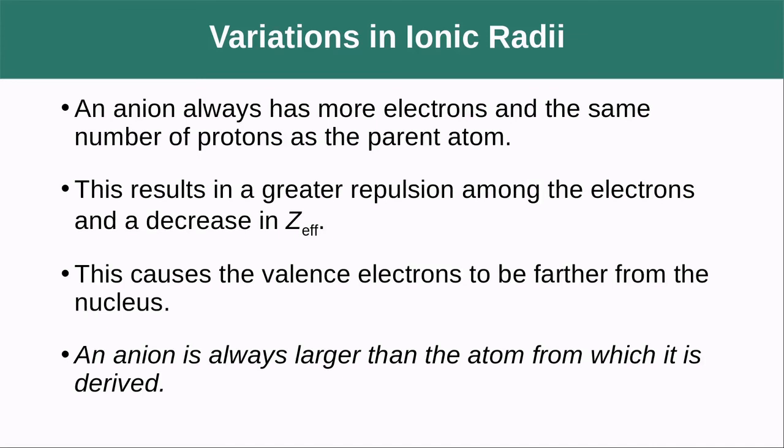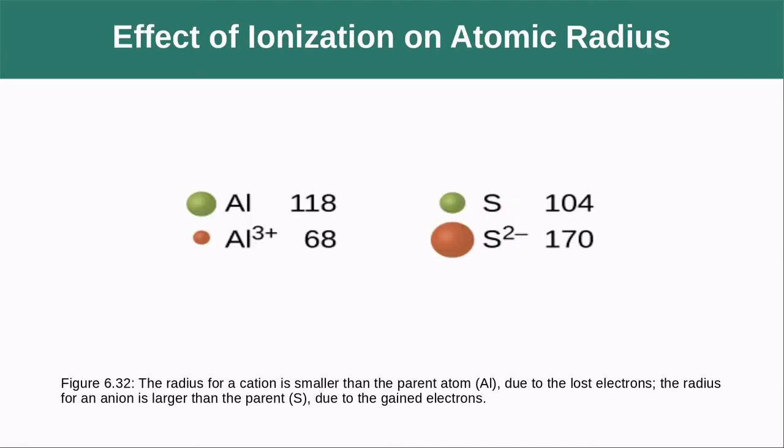An anion always has more electrons and the same number of protons. This results in greater repulsion among the electrons and decreases the effective Z value. This causes the valence electrons to be farther from the nucleus, and for this reason an anion is always going to be larger. Here we can see some examples, with aluminum having quite a bit smaller radius when you take away 3 electrons, while adding 2 electrons to sulfur increases the radius quite a bit.